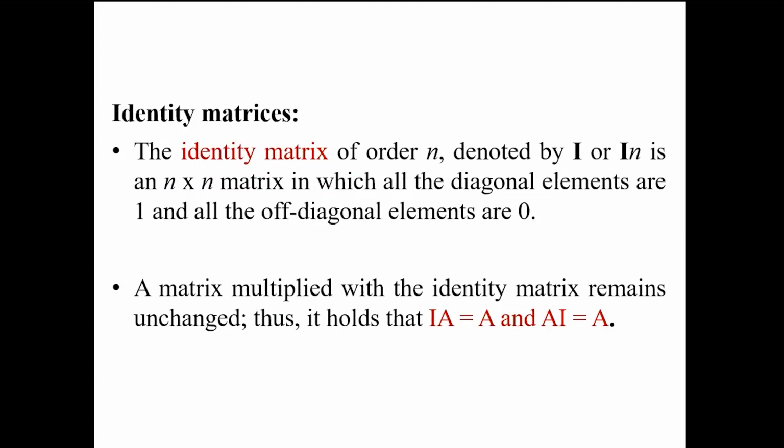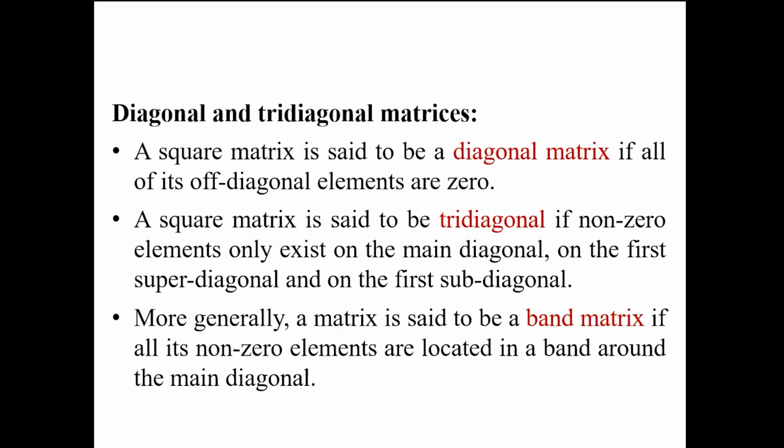Identity matrices, which we have also discussed before. We have the diagonal matrix, and then we have the tridiagonal matrix. We know a diagonal matrix already. It's a matrix that has 0 for all off-diagonal elements. The diagonal elements are non-zero, or at least one of them is non-zero.